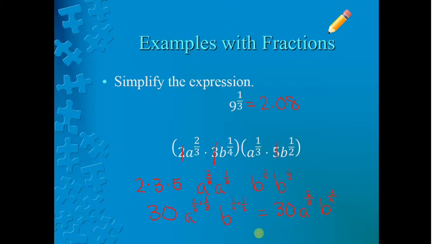3/3, you should simplify that. That is a to the 1st. b to the 3/4 is as simple as it can be. Don't change them into decimals. Keep them as a fraction. So 3/4 is what we actually want to have for an answer.